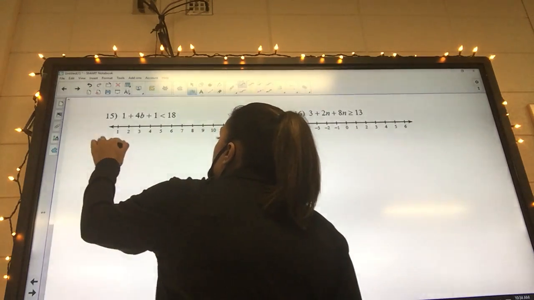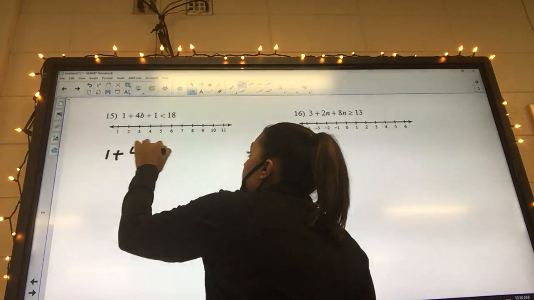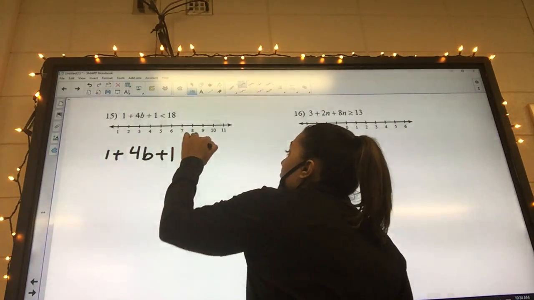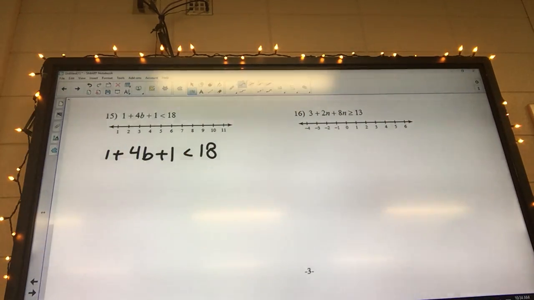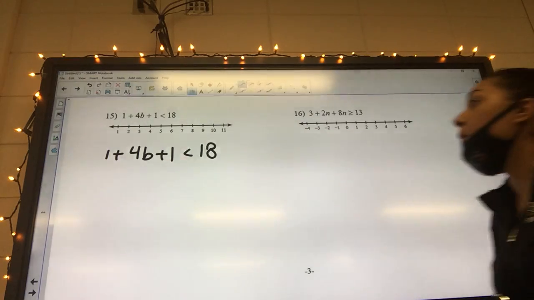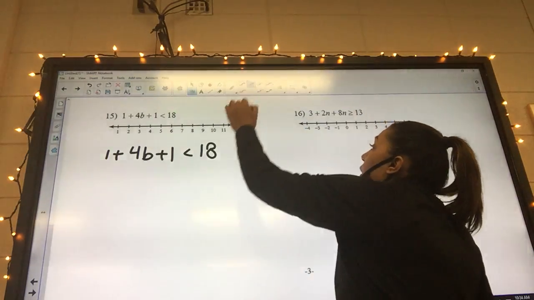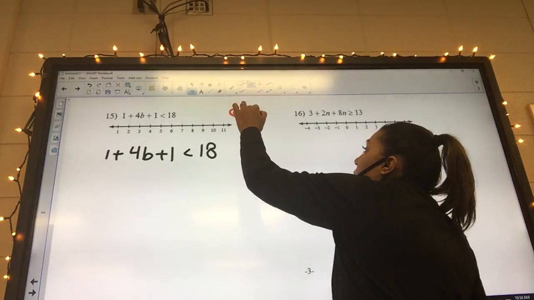Okay, 15. What do we do first? Move the 1. So is there just a couple and a kid? No. So then if there's not just a couple and a kid, we need to do what? Starts with the C. Combine my terms. Yeah, so our very first step on these is going to be to combine.